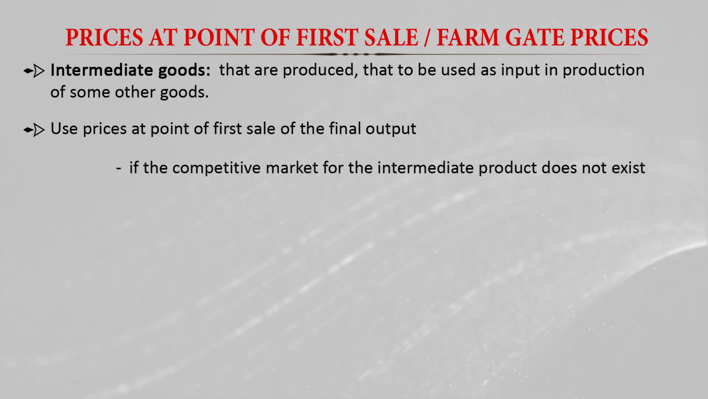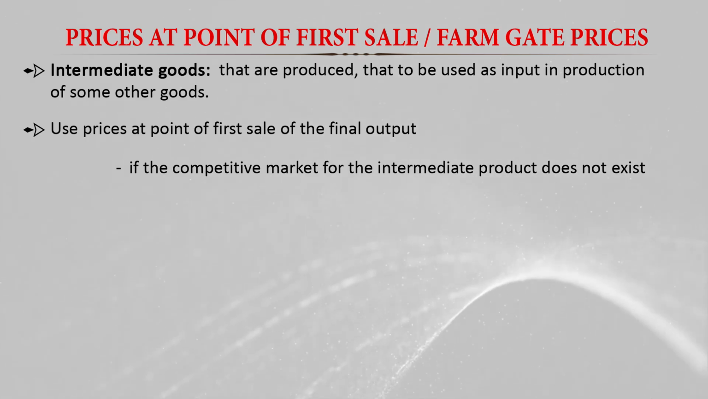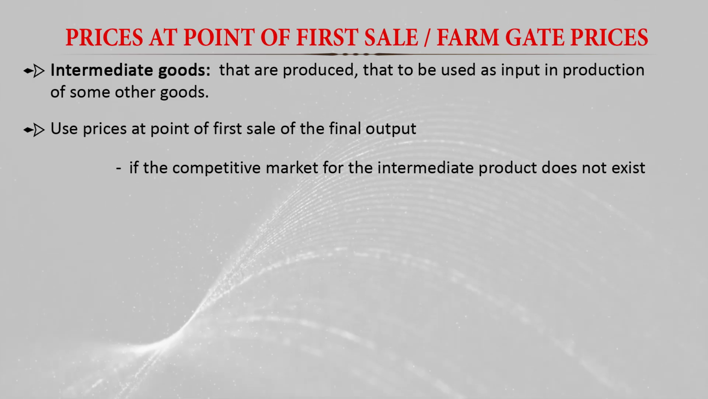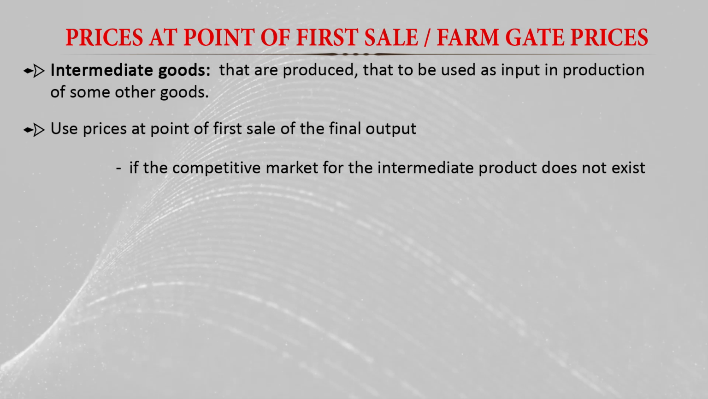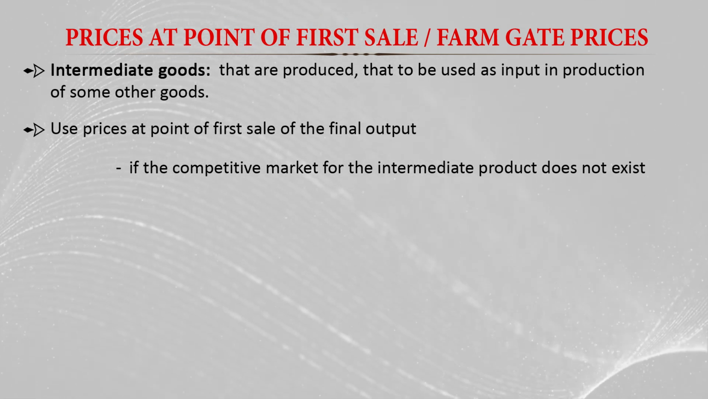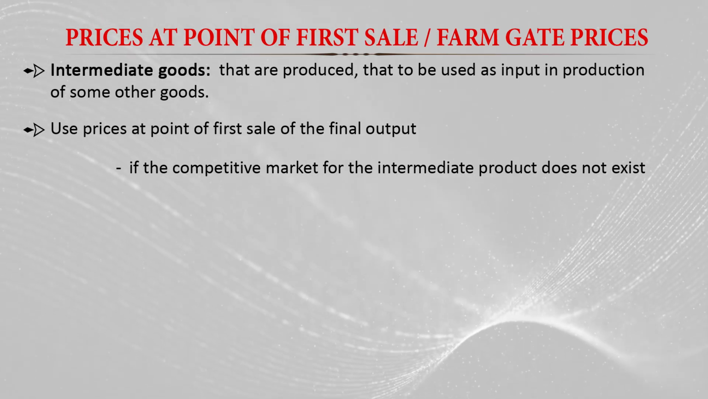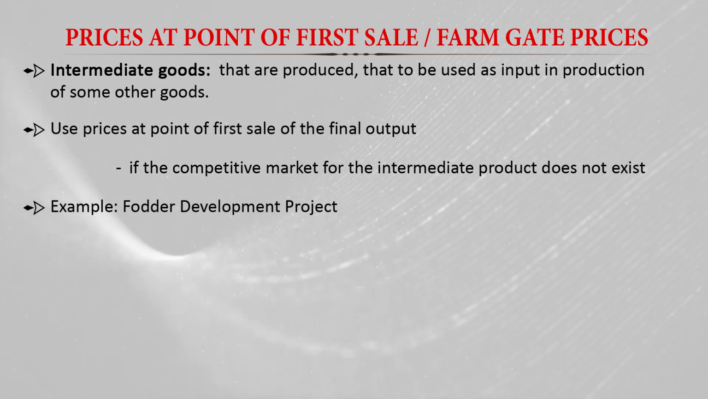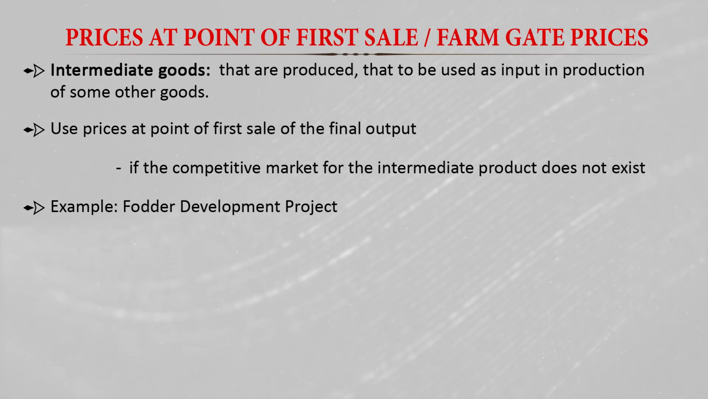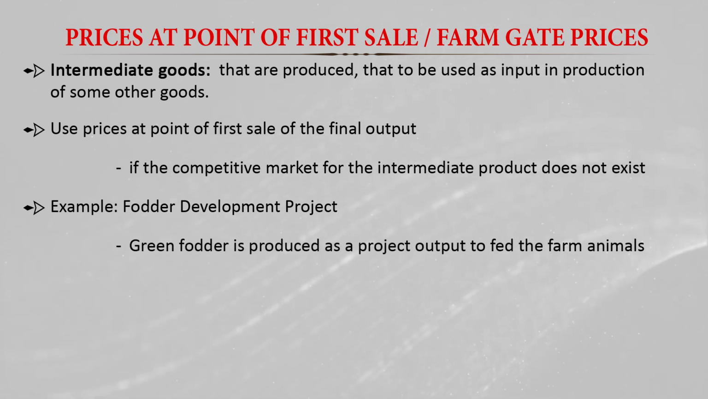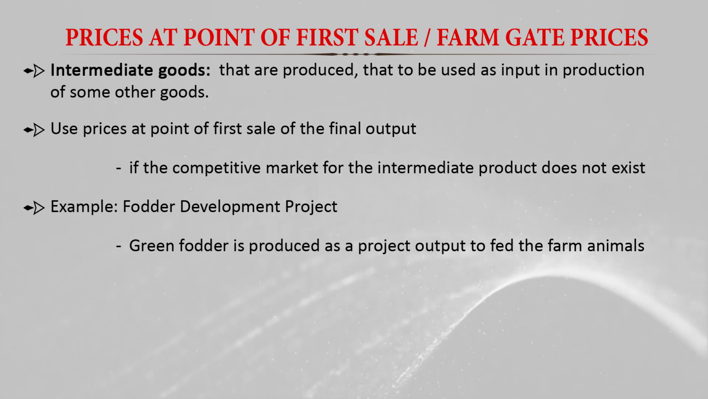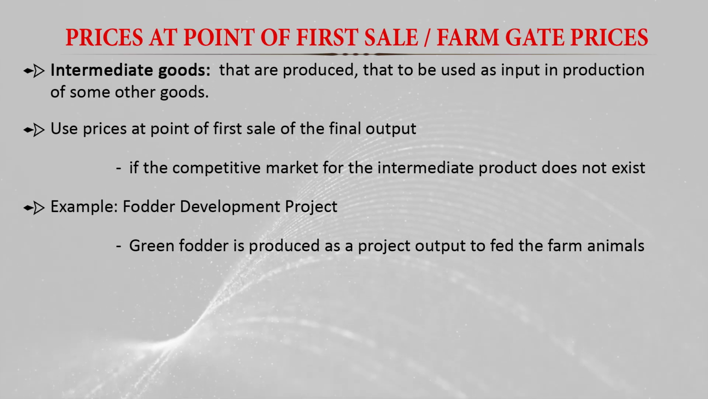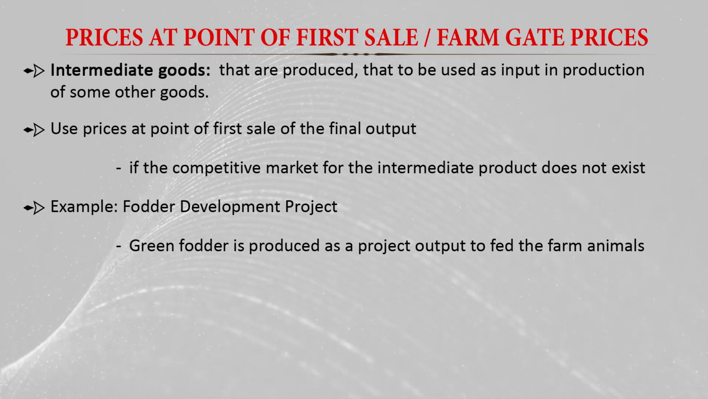Because there is no competitive market available for the intermediate product, and the market for the intermediate product does not exist, we should use the prices of the final product, which are available at the farm gate prices. So in the fodder example, there is no competitive market available for green fodder, so how to value the green fodder? We should use the price of the milk which is available at the point of first sale, or we can say the farm gate prices.